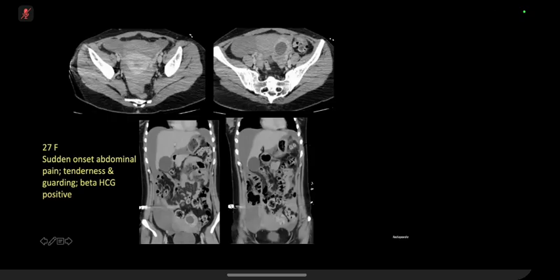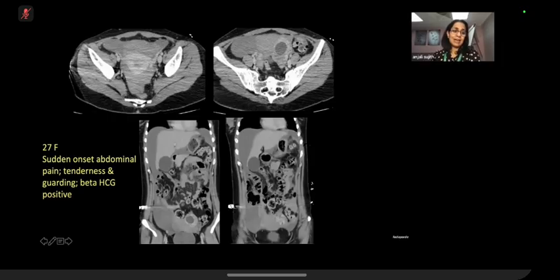Hello. So this is a 27-year-old female presented with sudden onset of abdominal pain, tenderness, and guarding. Urine beta HCG or urine pregnancy was positive. That's a very giveaway, easy history. So we can describe the findings, please.